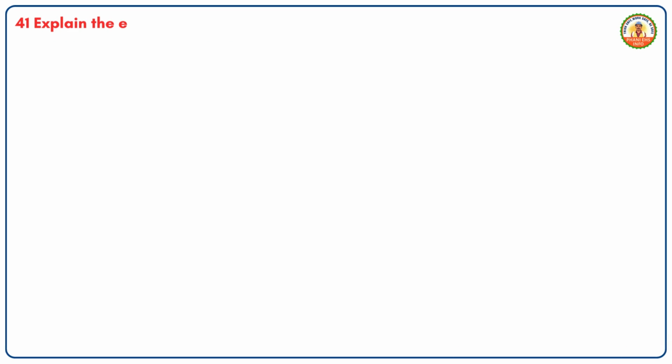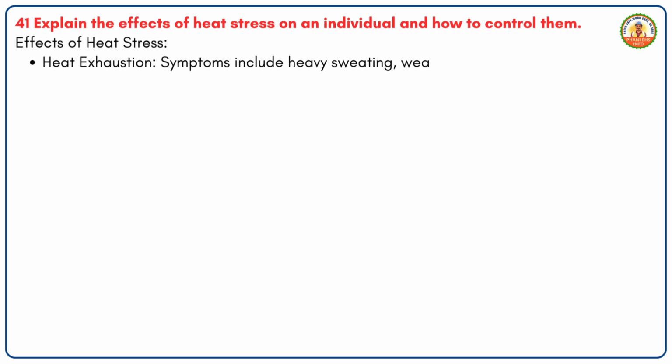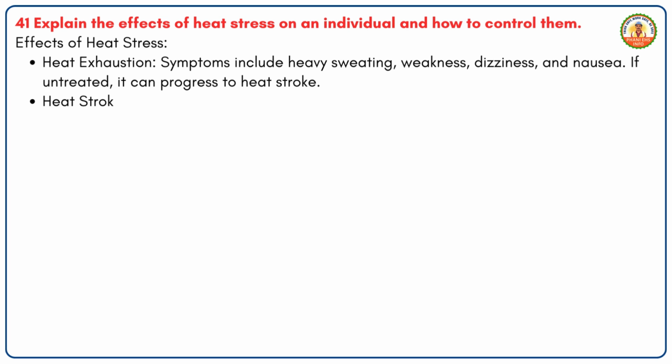41. Explain the effects of heat stress on an individual and how to control them. Effects of heat stress. Heat exhaustion. Symptoms include heavy sweating, weakness, dizziness, and nausea. If untreated, it can progress to heat stroke.